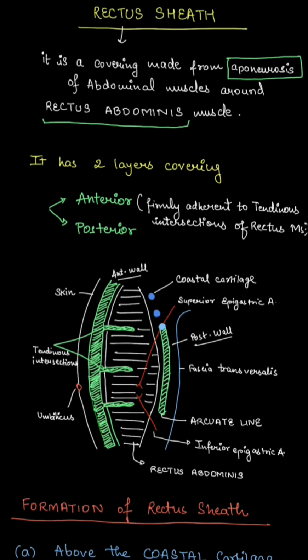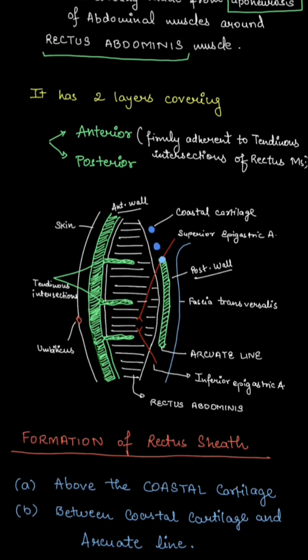Okay, so rectus sheath has two layers. One is an anterior layer and another is a posterior layer. This is a famous diagram. You must have seen this and drawn this in your anatomy manuals, and definitely in your exams. So this is an easy diagram. In this we can see this is the anterior wall and this is the posterior wall. The anterior wall has tendinous intersections, which tightly adhere to the rectus abdominis muscle, and the posterior wall is not that tightly attached to the rectus abdominis muscle.